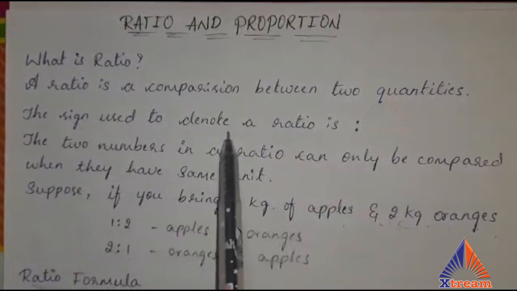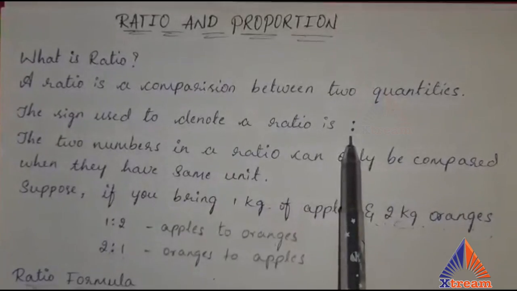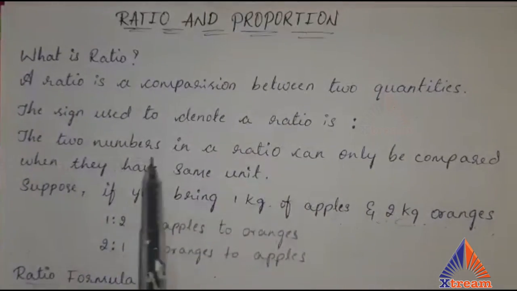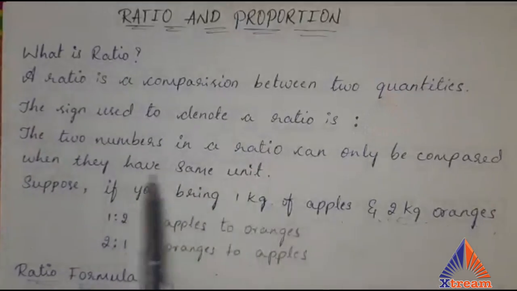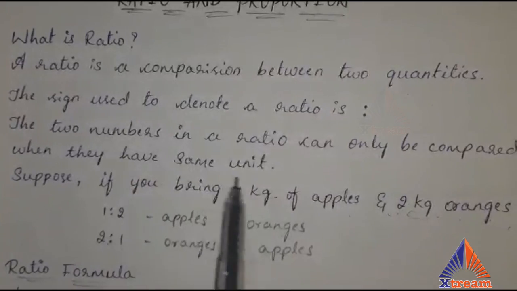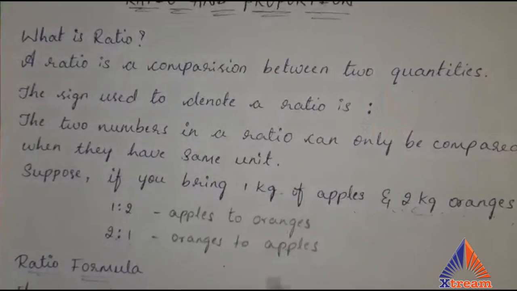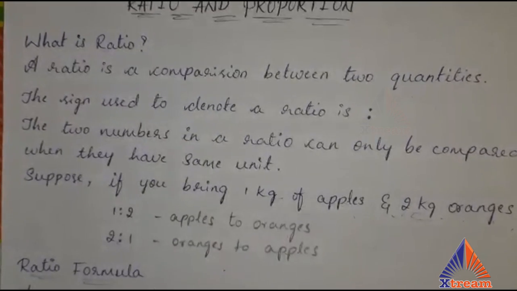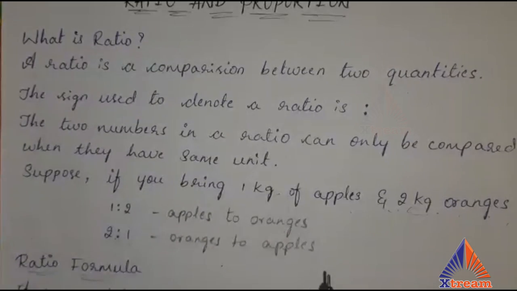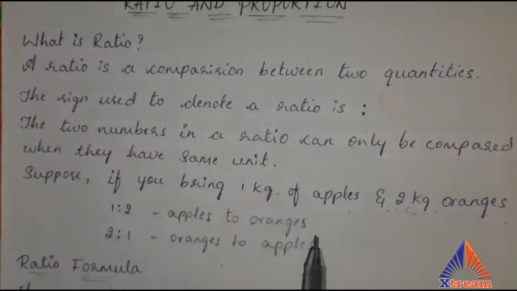The sign used to denote a ratio is the colon. So this sign we have to insert in between two quantities while comparing them. And the two quantities in a ratio can be only compared when they have the same units. So this is really very important to remember that we can compare the quantities in the ratio only if they have the same units. If the units are different, we cannot compare them. First we need to convert the units.